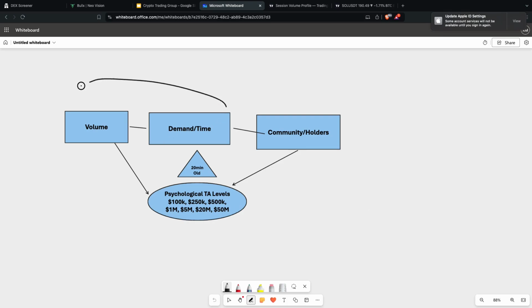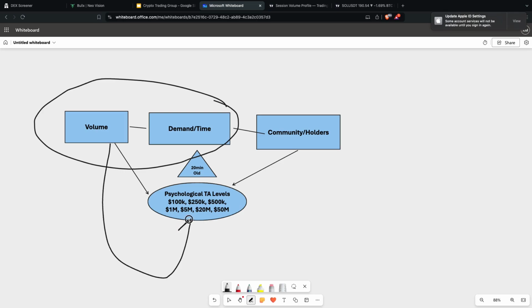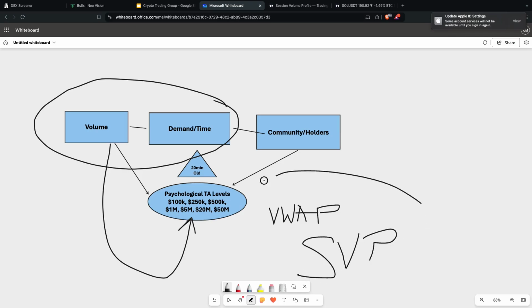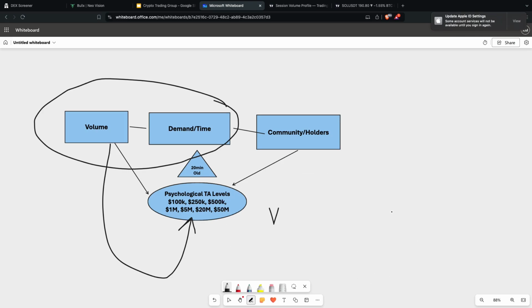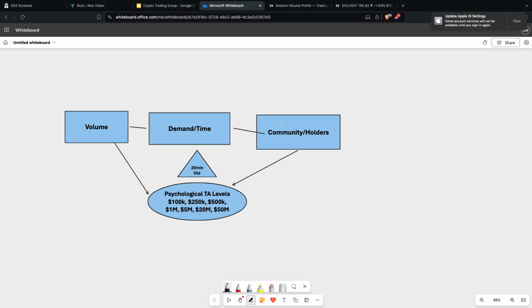So remember, time in cooperation with demand and volume is going to give you the highest odds, especially at psychological levels. So use the VWAP and the session volume profile, which is commonly called the SVP. When you do this, there's no way you are going to fail. So use my filters, watch yesterday's episode, and do your thing.